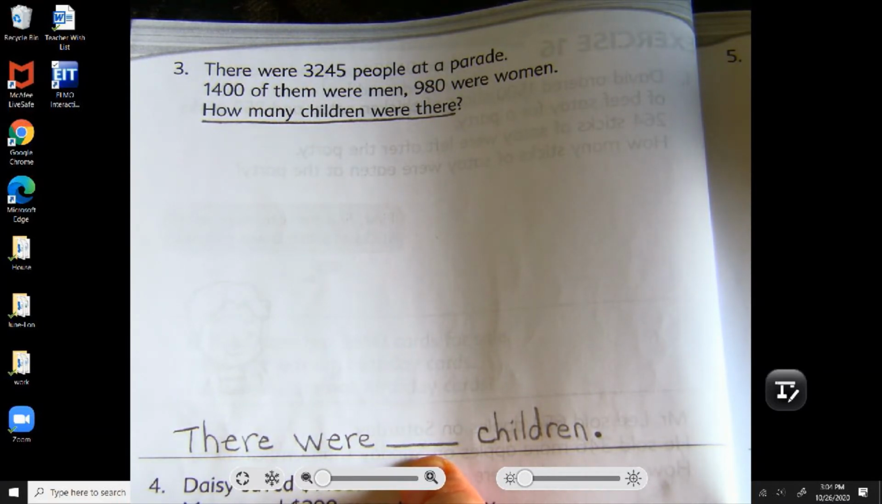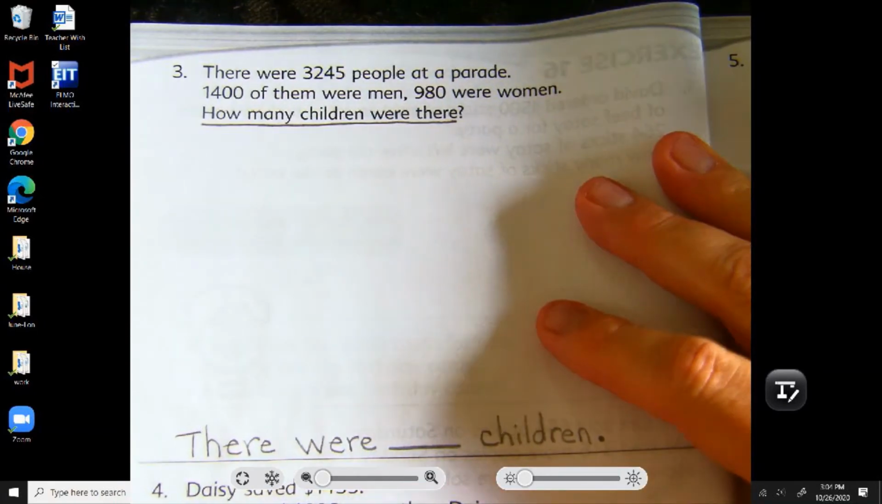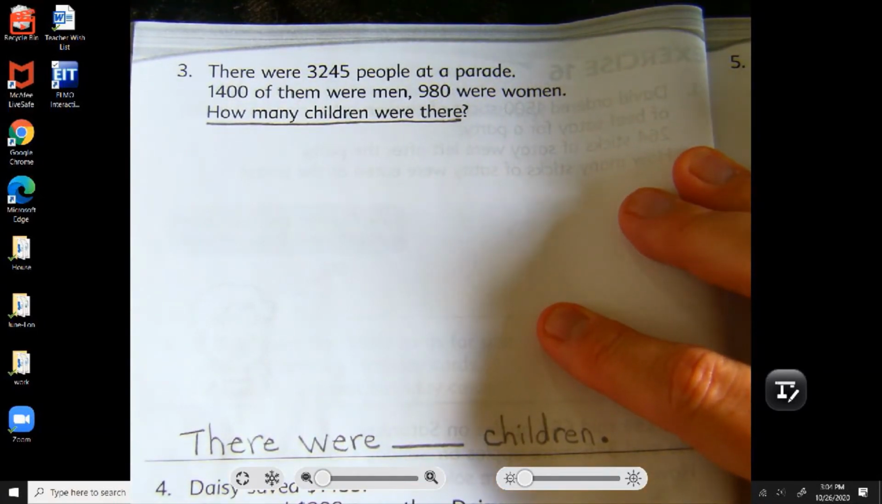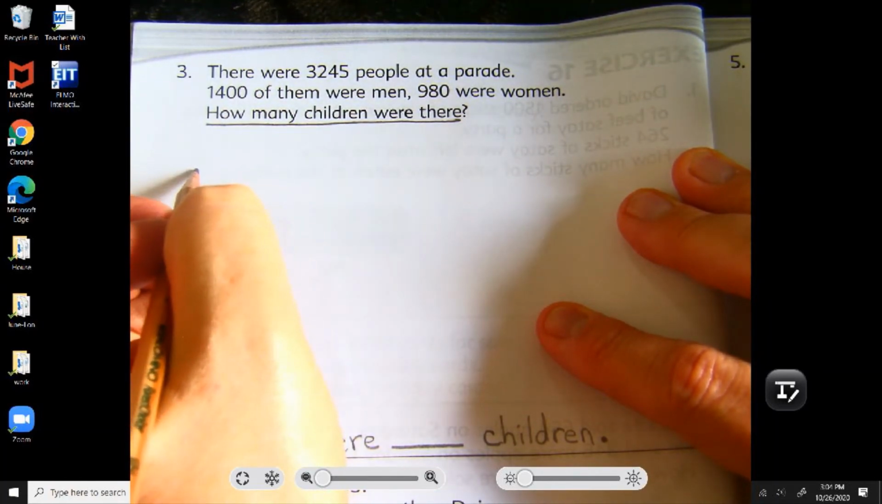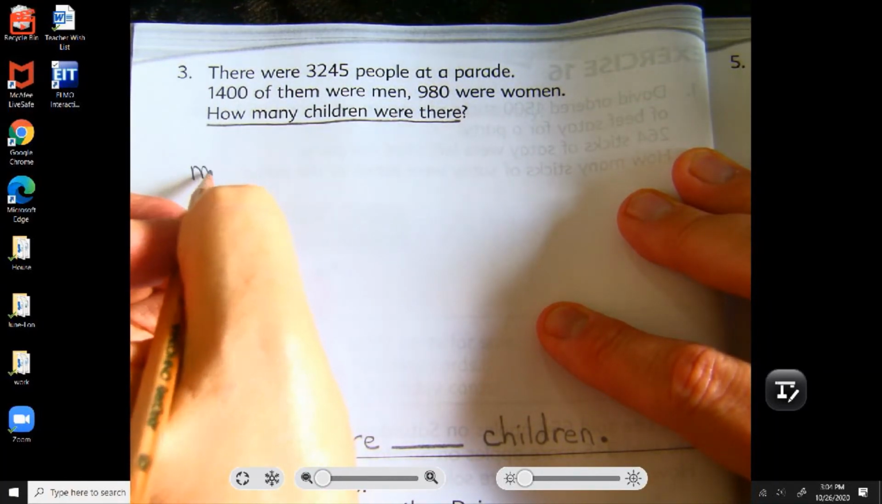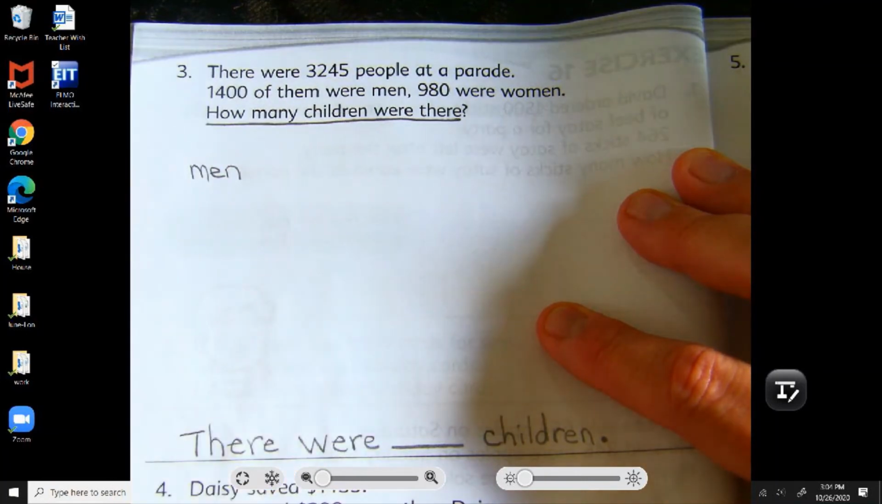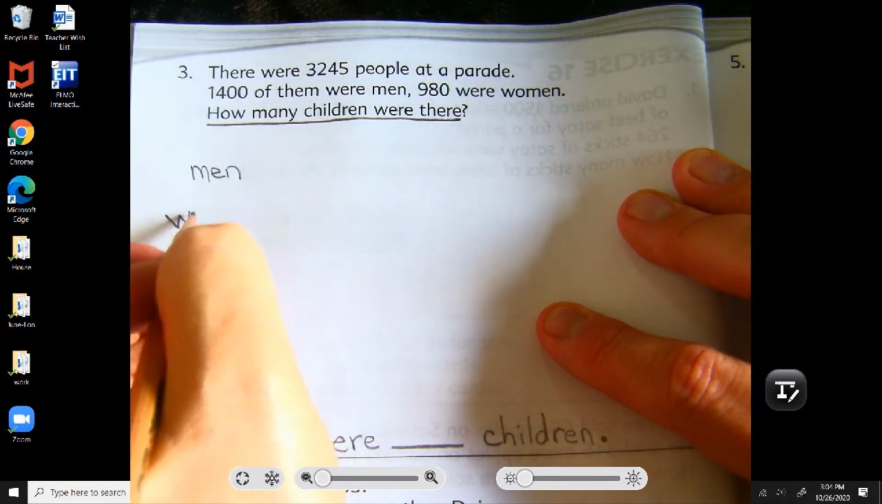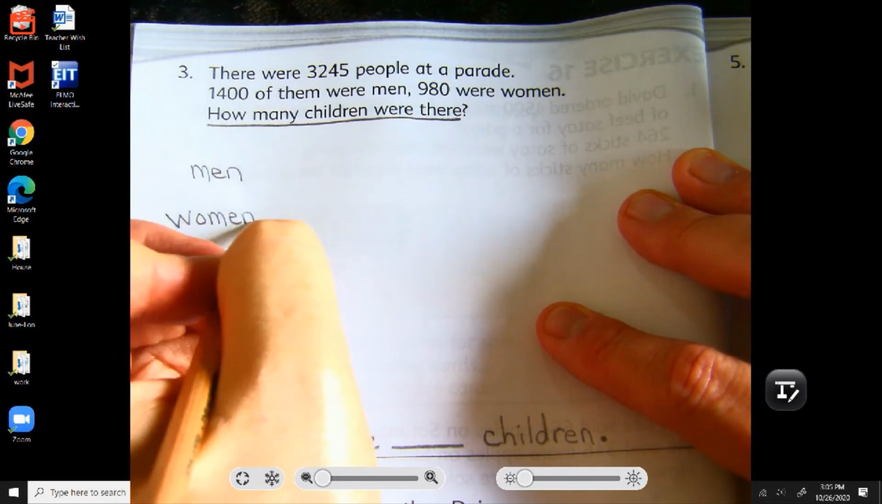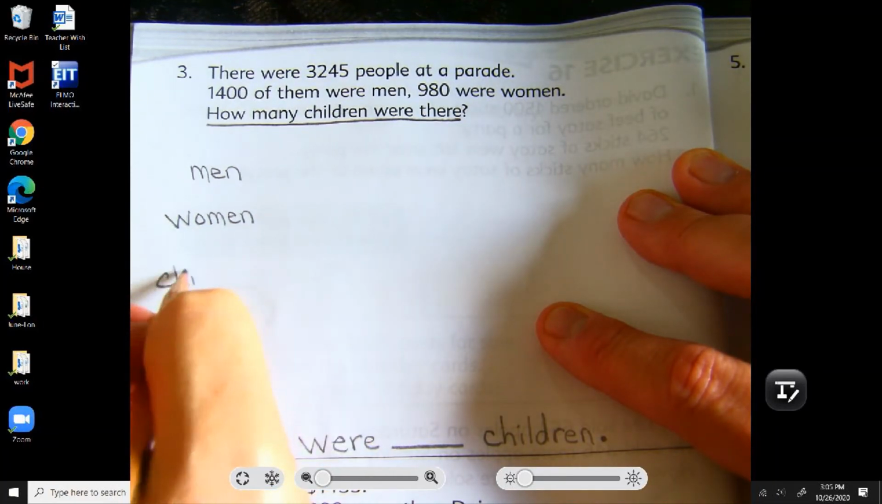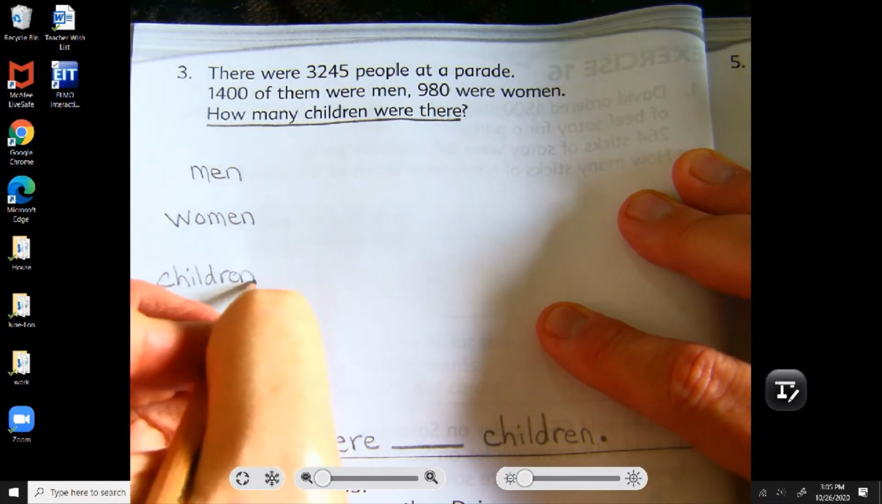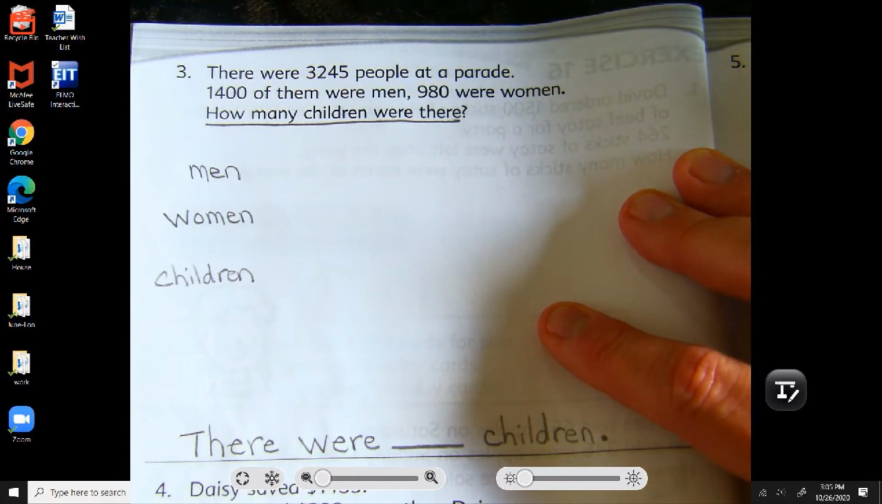What do you think? We're talking about men, women, and children. So scholars, this might be our first one where we've had 3 unit bars. Right? So there are men, there are women, and there are children. All right.